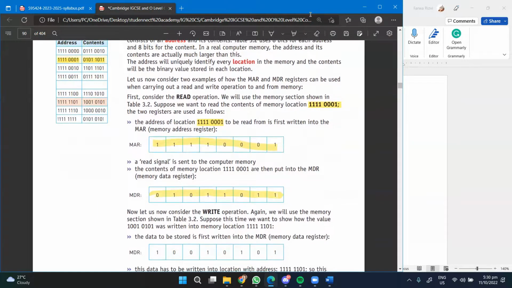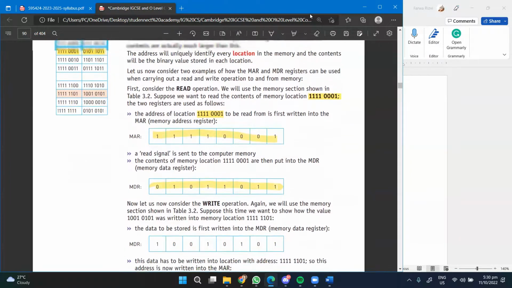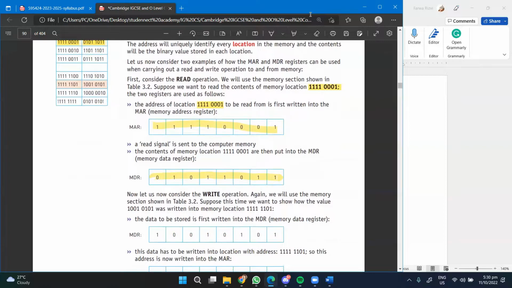And that's basically your read operation done. All right. Okay, and now we have the write operation. So you want to write something to memory. And now let us consider, we're going to use the memory section shown in the table.